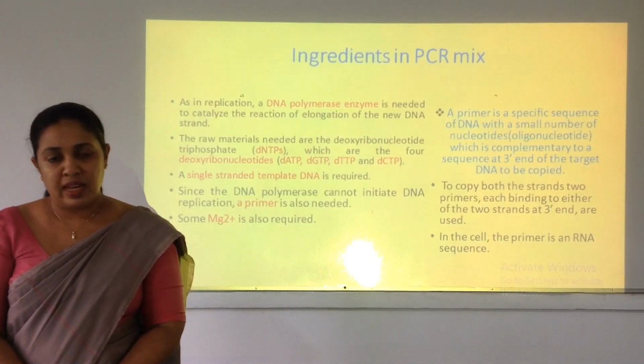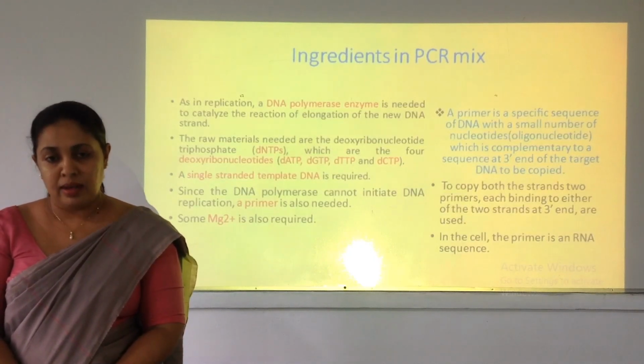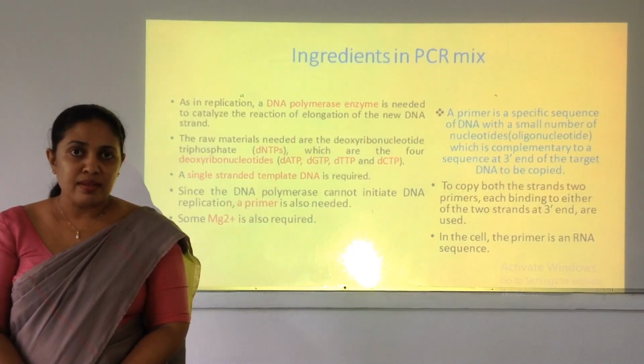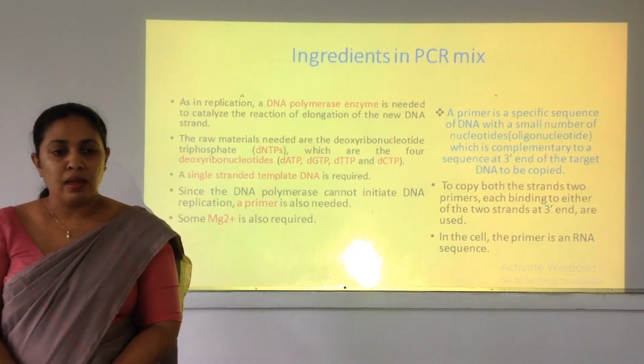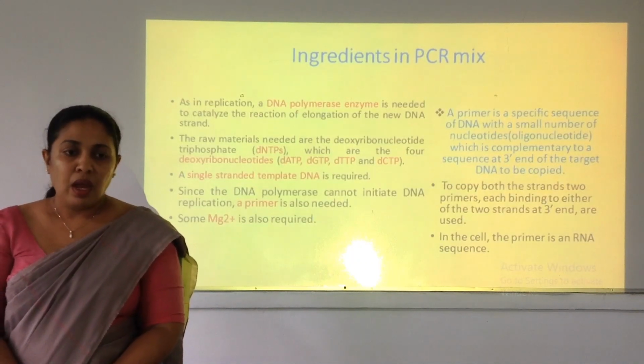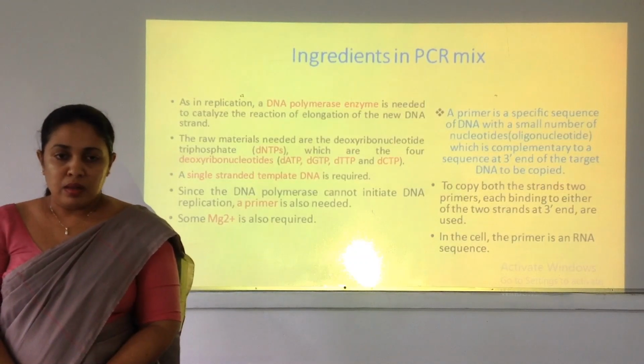A single-stranded DNA template is necessary for the PCR mix, and also to start copying there should be a primer. In the replication mechanism you have learnt about primers. Usually primers are RNA sequences, but here the primer is a DNA sequence. It is a short sequence and it is necessary to initiate the mechanism. And also some magnesium ions are needed.